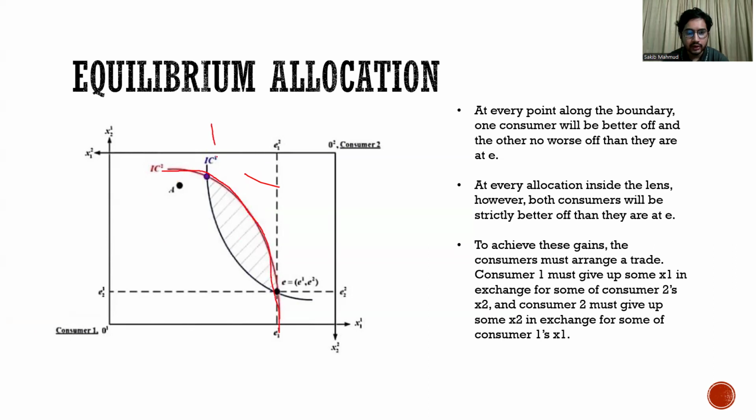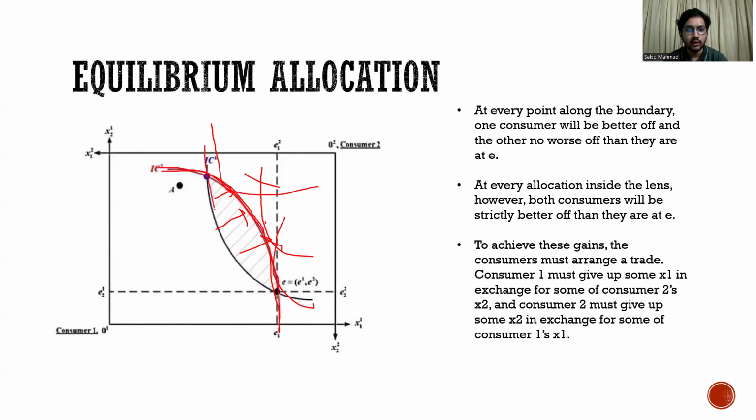If we just draw the indifference curve at any point for person 1, he is going to be better off as he is shifting towards the right. He is getting more of both of the goods. But for person 2, he is remaining on the same IC curve. So this is also possible.